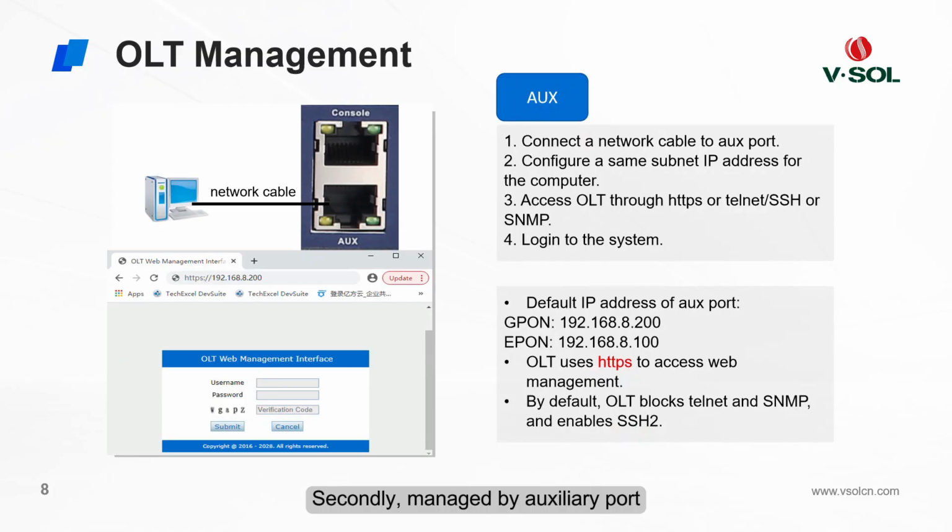Secondly, manage by auxiliary port. It's called out-band management. Auxiliary port is an Ethernet port. Connect a network cable to auxiliary port and configure a same subnet IP address for computer. Then you can access OLT by HTTPS or Telnet, SSH or SNMP. The default IP address of OLT is 192.168.8.100 for EPON and .200 for GPON or XGSPON. The computer can connect to auxiliary port through a switch. By default, OLT blocks Telnet and SNMP and enables SSH2.